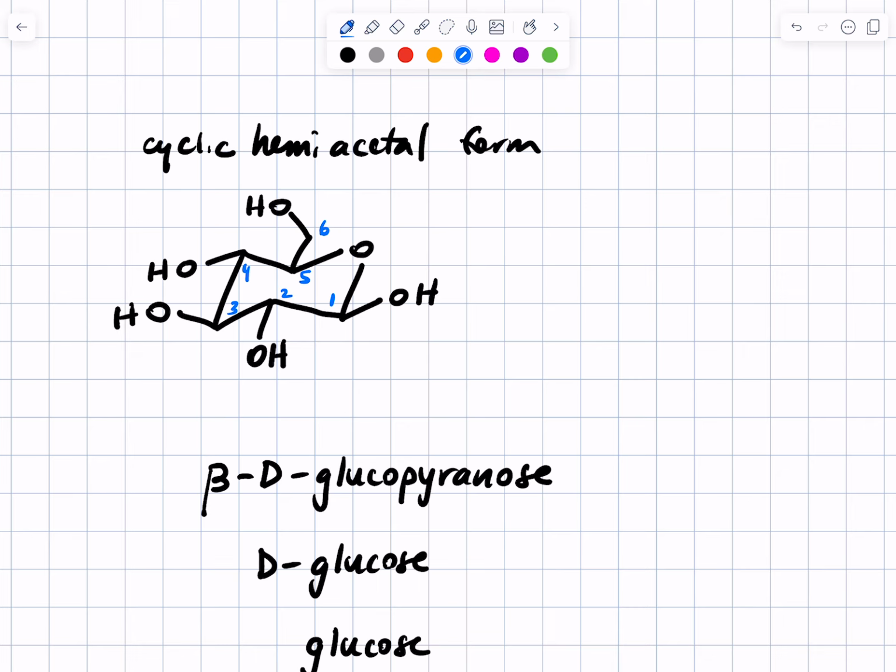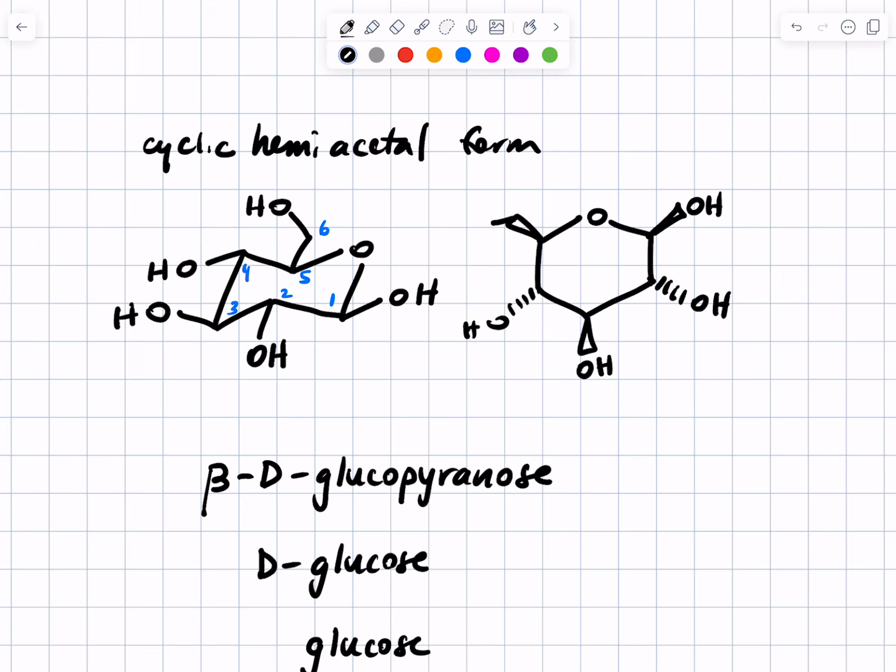You could also draw this cyclic hemiacetal form of glucose from above, sort of a top-down view. And if you did that, it would look like this. You should be able to interchange between the chair view and the overhead view without too much trouble. This is 1, 2, 3, 4, 5, and 6. Okay, those are the same thing.